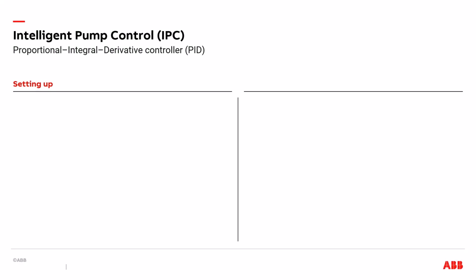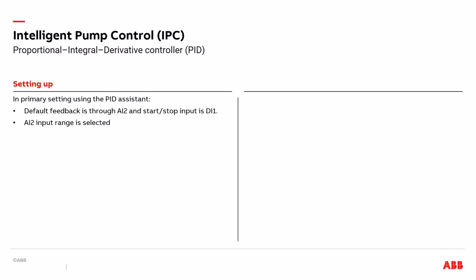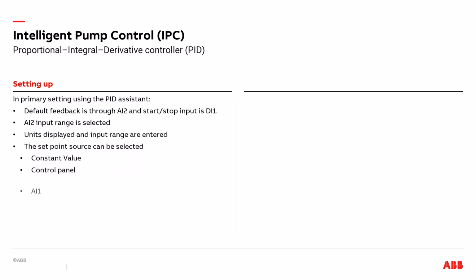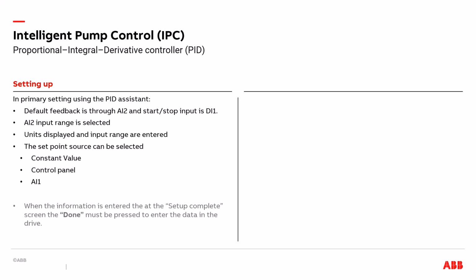Let's look at the proportional integral derivative controller, otherwise known as a PID loop. For setting it up, in primary settings, use the PID assistant. Default feedback is through AI2 and start-stop is through DI1. AI2 input range is selected. Units displayed and input ranges are entered. Set point source can be selected as constant value, control panel, or analog input 1.